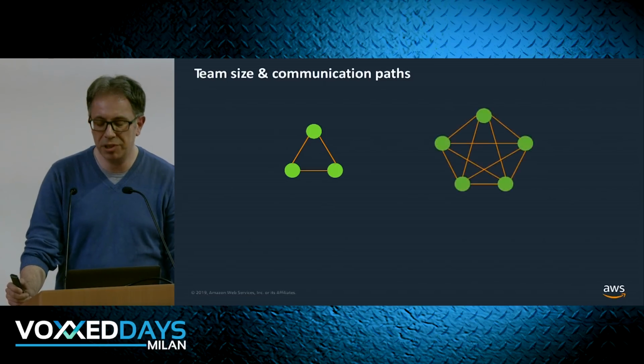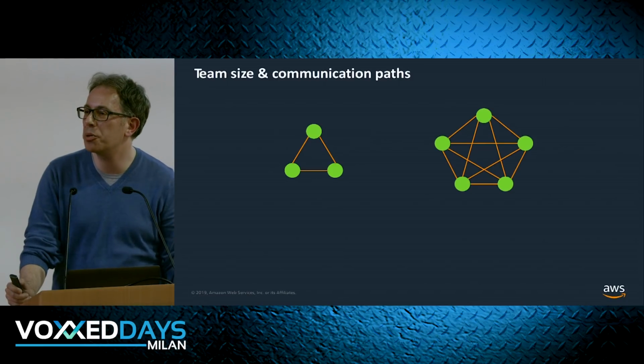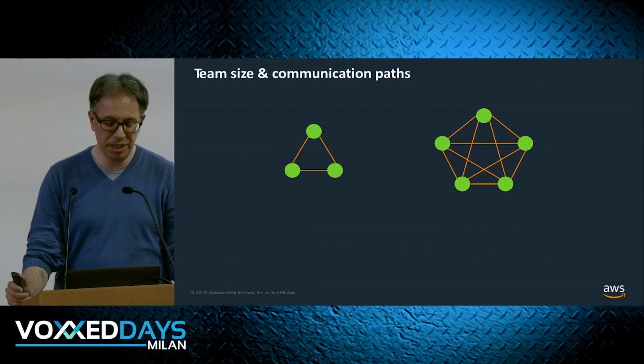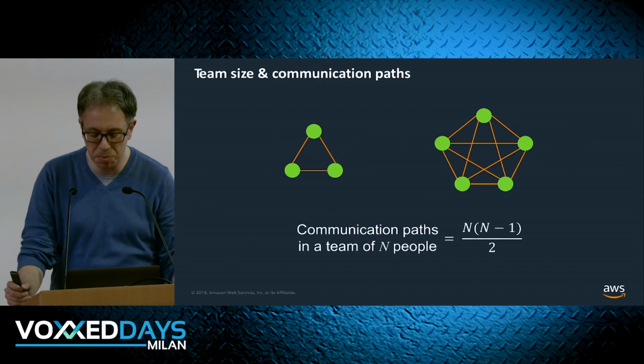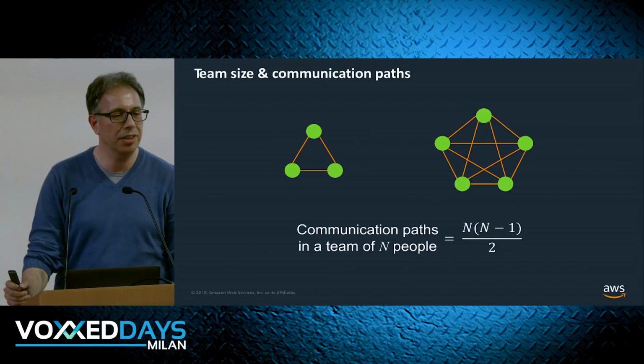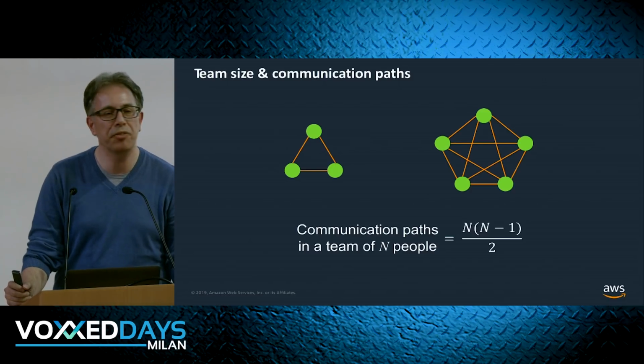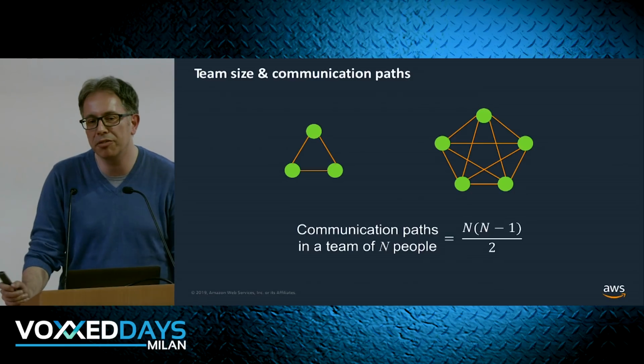With 5 people, you get 10 communication paths. And with 10 people, you get 45 communication paths, because it grows with the square of the number of people in your team. So it's simply not human. Apart from Facebook, we can't have more than probably 10 friends.